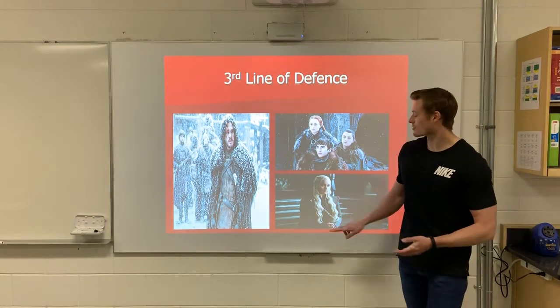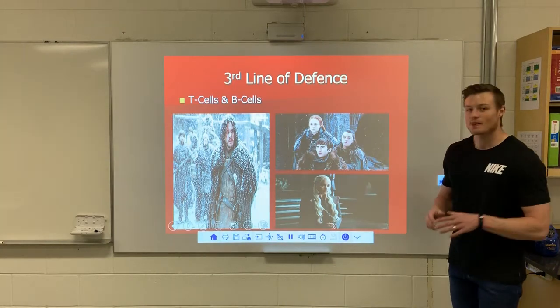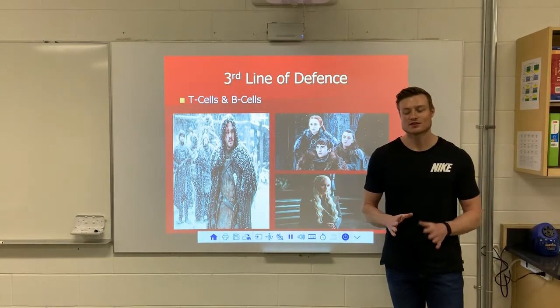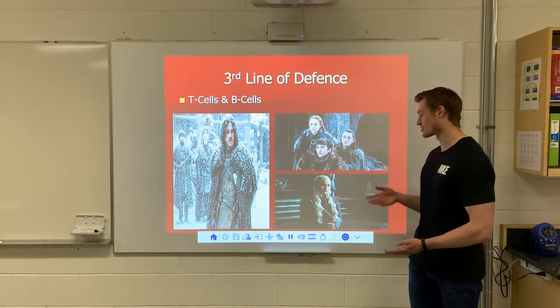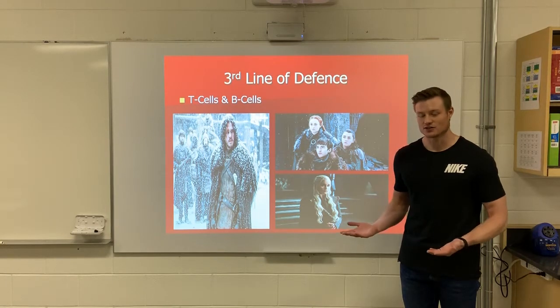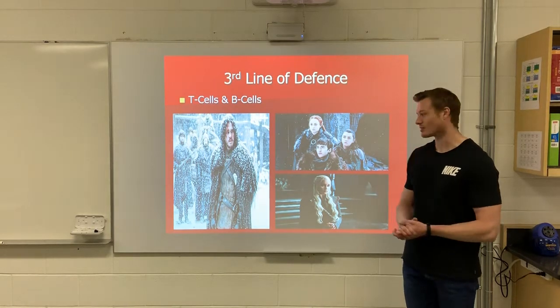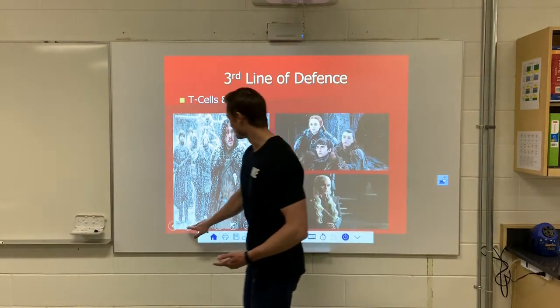Now we're getting to the third line of defense, which is essentially your T cells and your B cells. Very specific white blood cells, so they are your main characters. Your Jon Snows, your Starks, your Daenerys's. These are the main characters of the TV show or whatever movie, whatever we're talking about. And they're the main characters of your immune response. So let's talk about what they do.